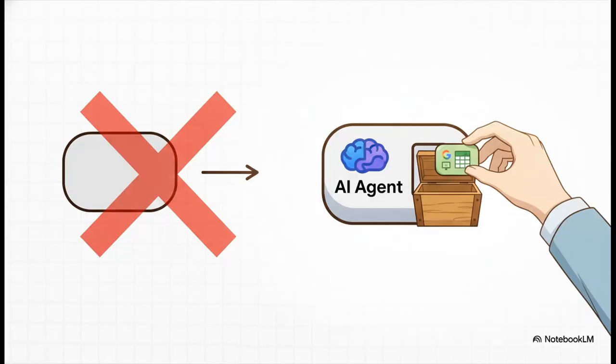Okay, now here's where we do something a little different, and it's pretty clever. In a normal workflow, you might connect nodes with an arrow, right? We're not doing that. Instead, you're going to open up your AI agent node, go to the Tools section, and add that Google Sheets node you just set up directly inside it.